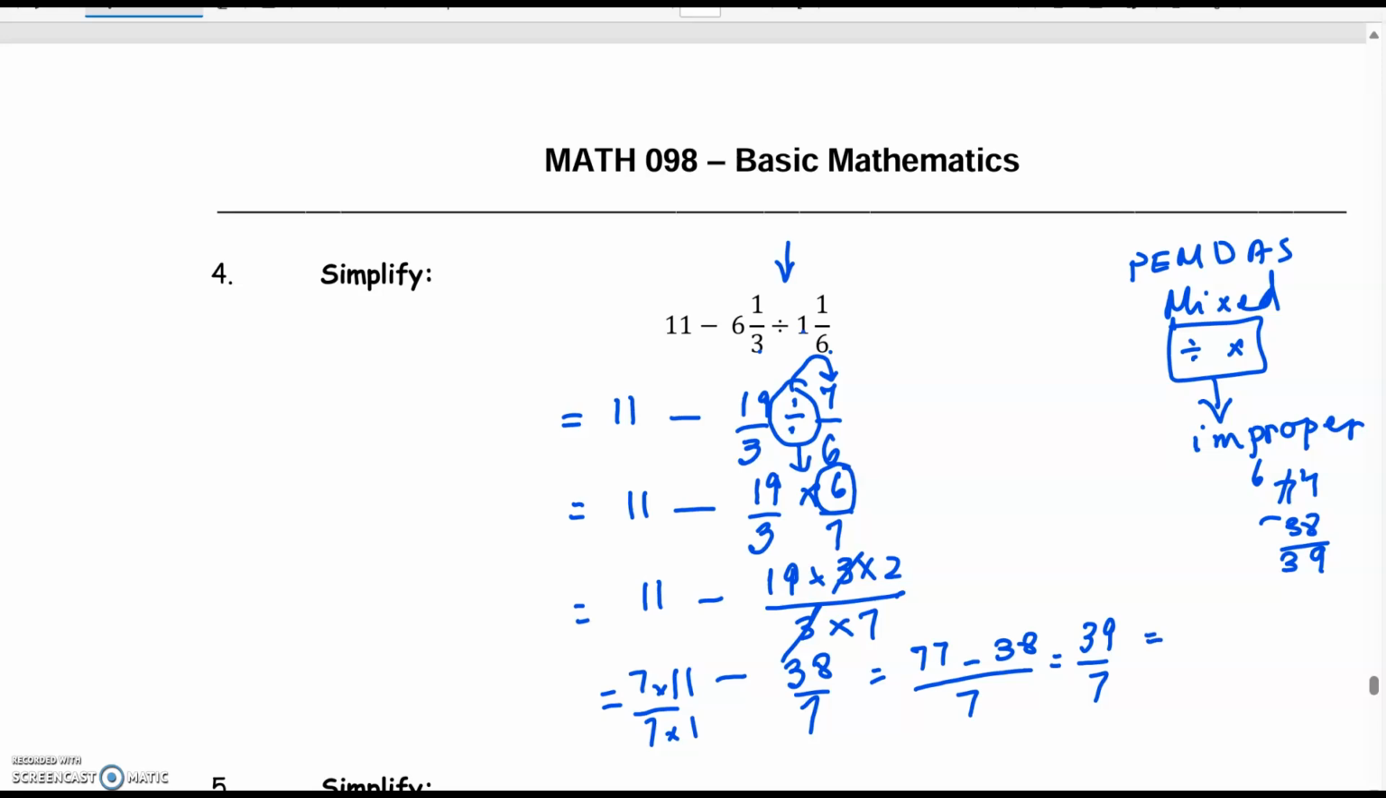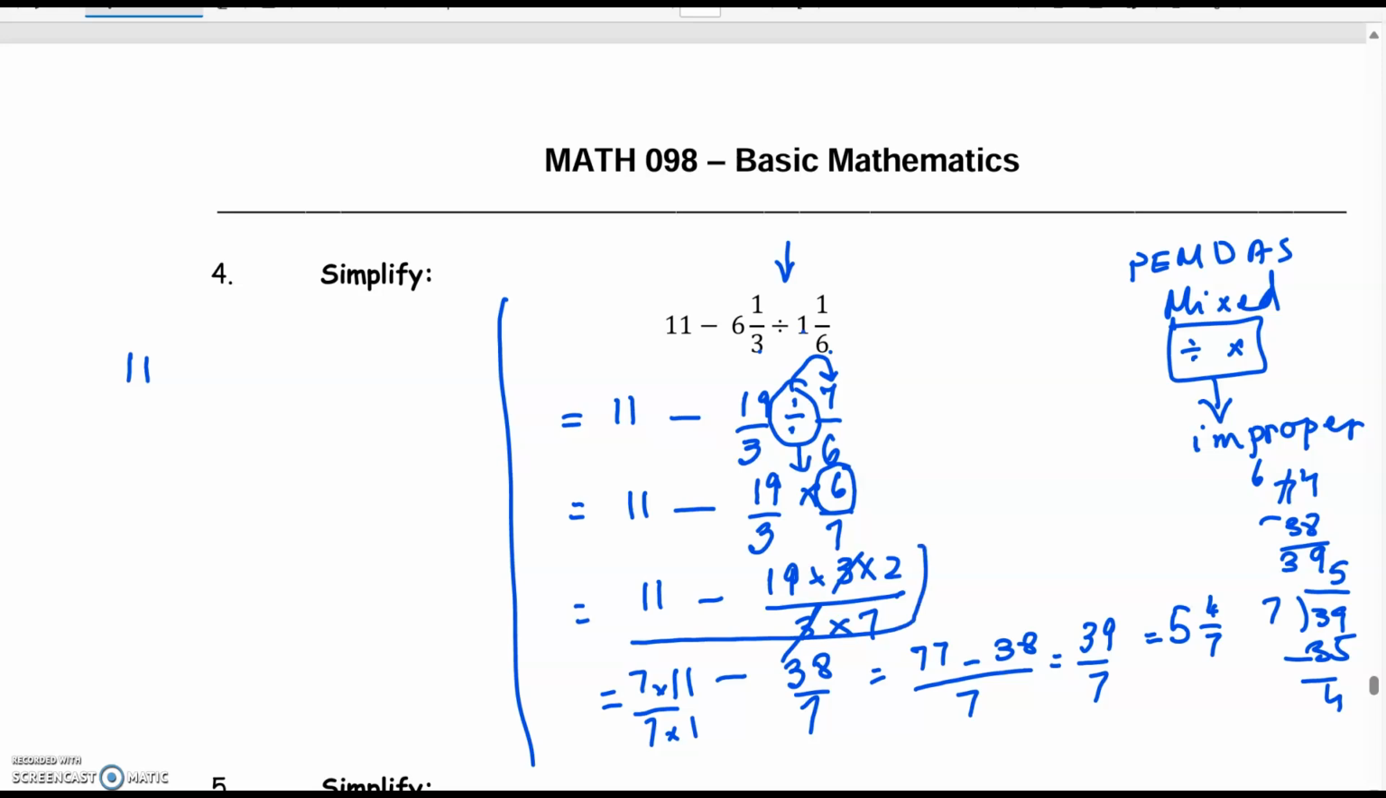And I can change it to a mixed number. 7 goes 5 times into 39. You're dividing by 7, leaving a remainder of 4. So 5 4/7. Now another way of doing this would be the exact same thing up to this point.